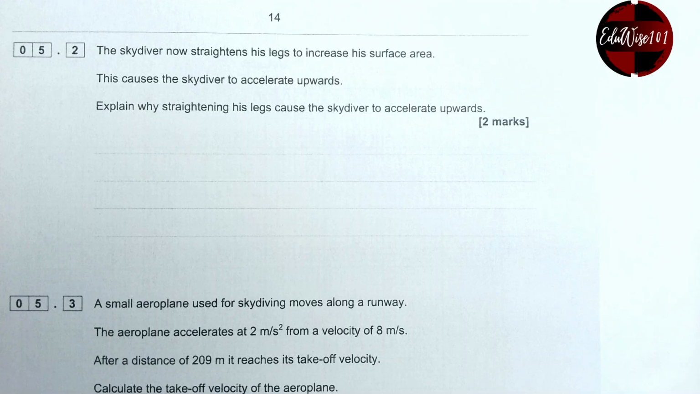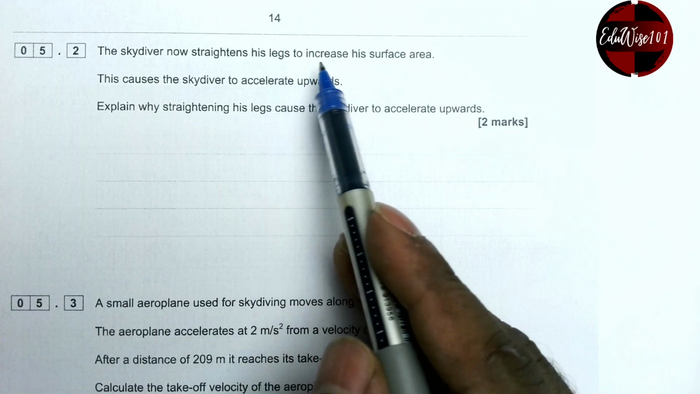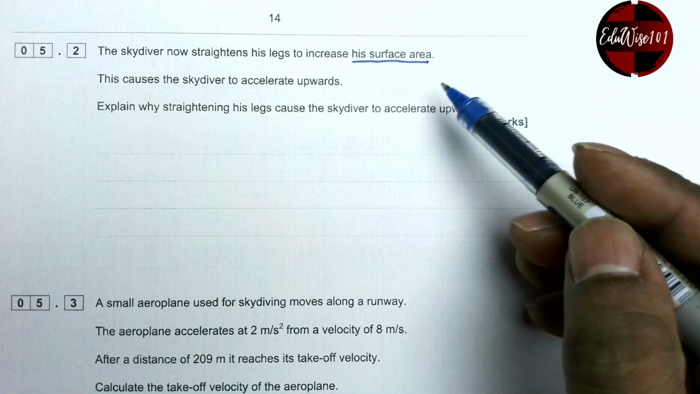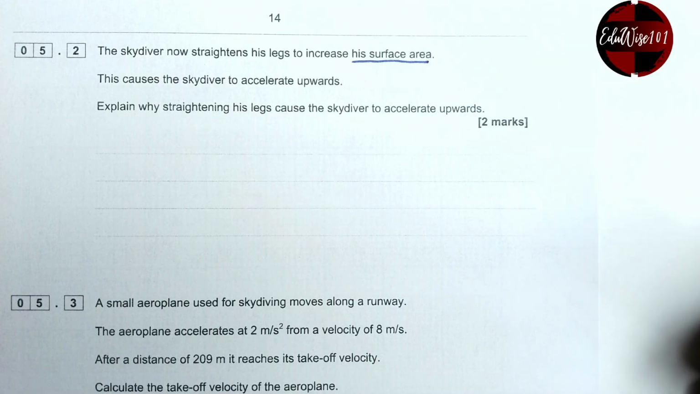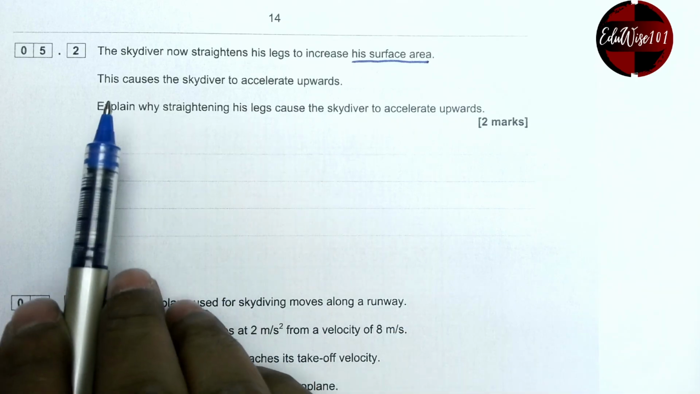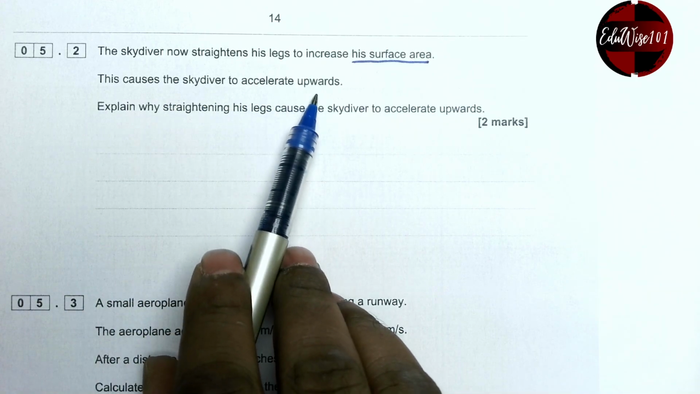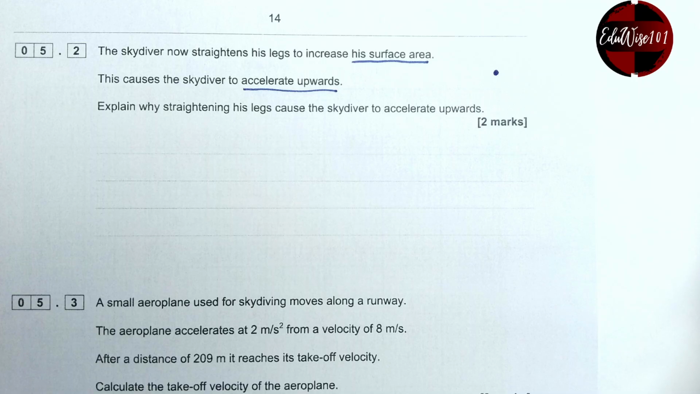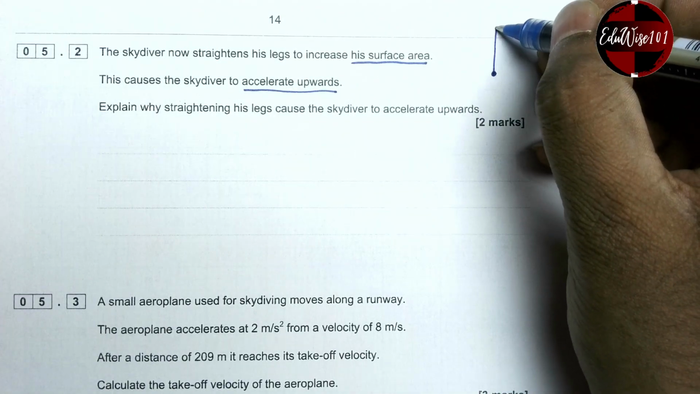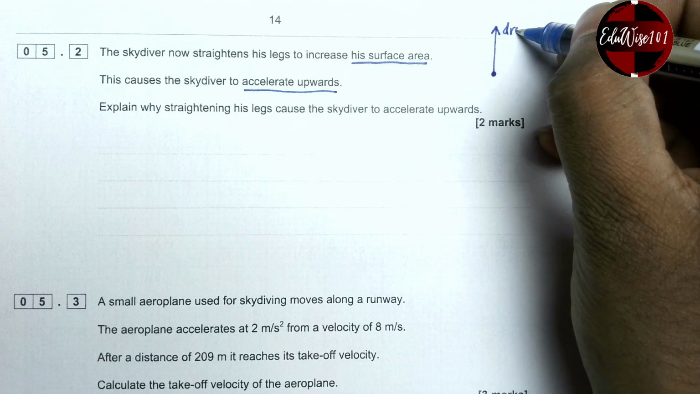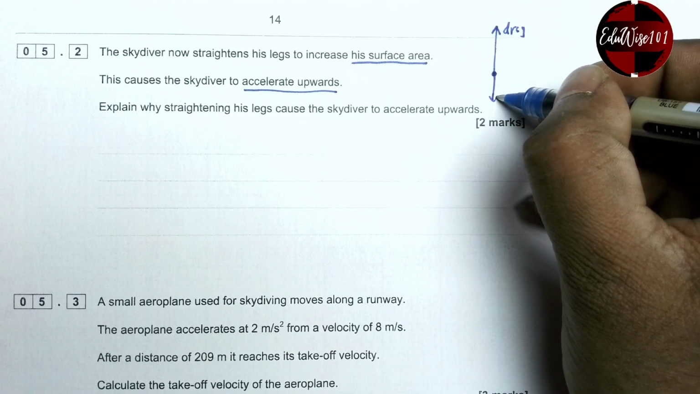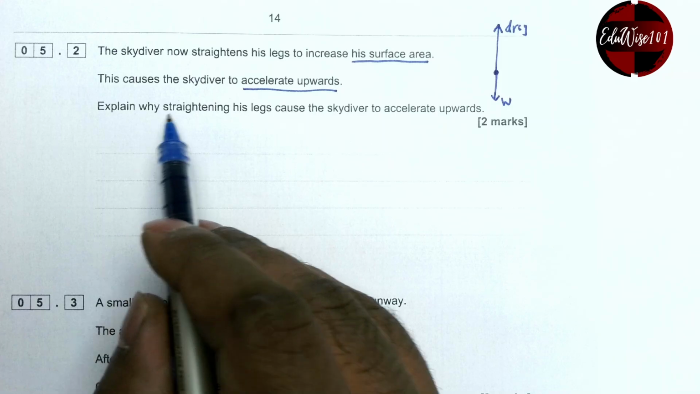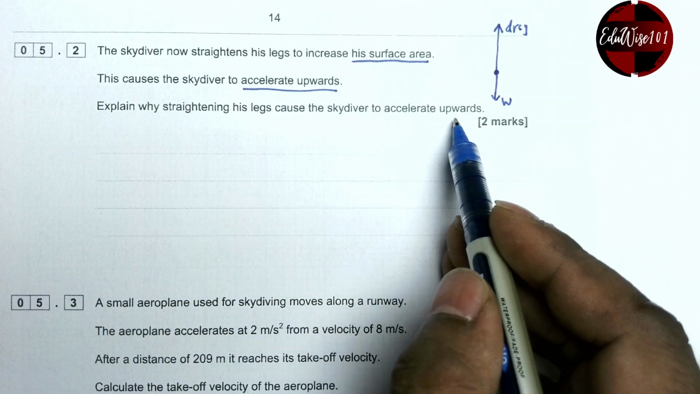Question 5.2. The skydiver now straightens his legs to increase his surface area. If he increases surface area, the drag or the air resistance is going to increase. This causes the skydiver to accelerate upwards. If I draw a simple free body diagram, there will be more drag or air resistance. The weight is going to remain the same, so he will accelerate upwards. Explain why straightening his legs causes the skydiver to accelerate upwards.